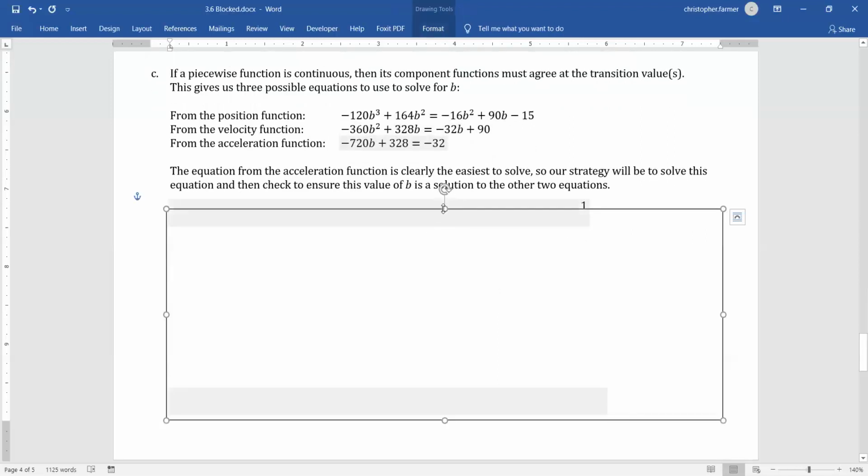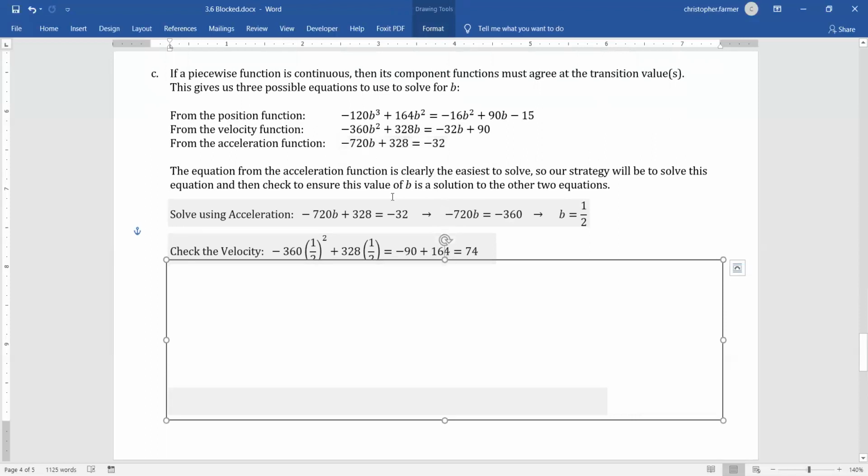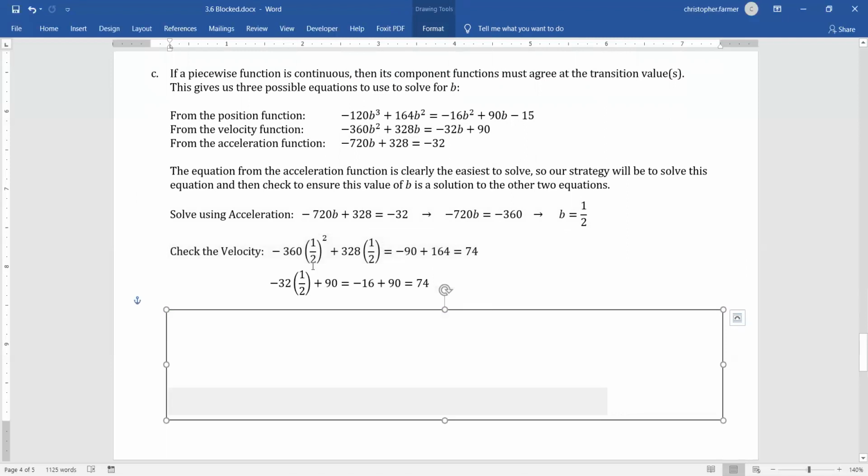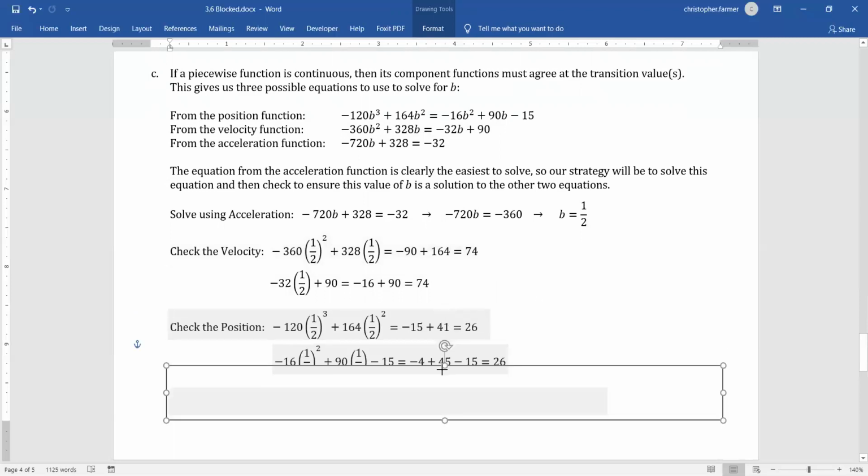Right, so moving this down further, when you solve the acceleration function, all you're doing is subtracting the 328 from both sides and dividing by the 720, and surprise, I made this work out nicely for you, your value of B is half a second. And now we're going back and making sure that everything else makes sense. If you plug the 1/2 into the velocity function, on the left-hand side you end up with 74. On the right-hand side, you plug in the 1/2, you get 74. That's perfect for us. The 2 values match when we plug in B equals 1/2.